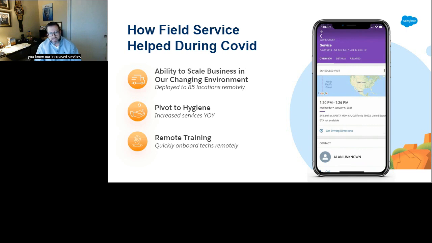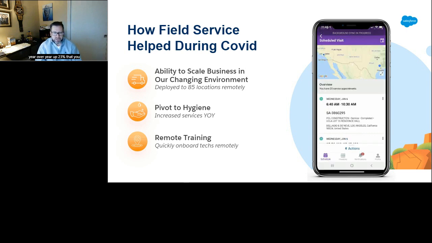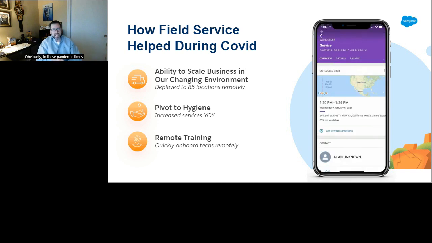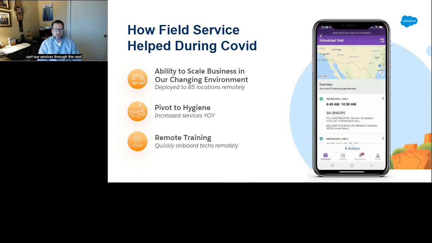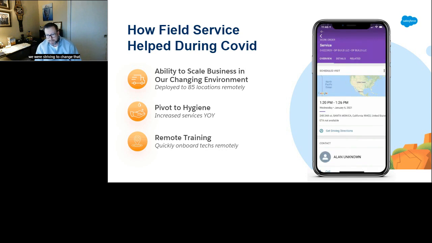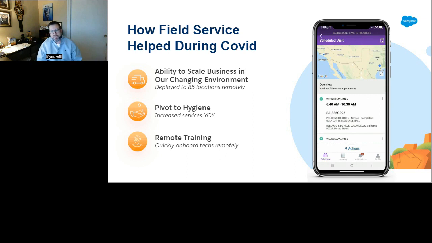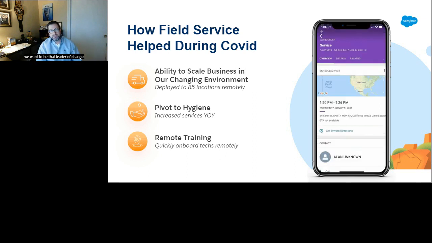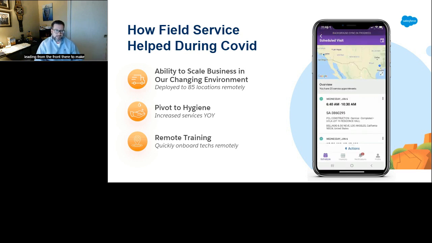That pivot to hygiene increased our services year over year, up 23%. Hand hygiene more than anything, in these pandemic times, just soared our services through the roof, right? And being the leader in the industry, we're striving to change that perception of the old porta potties, if you will, the negative connotation that goes against our industry. We want to be that leader of change, leading from the front to make sure that negative connotation goes away.